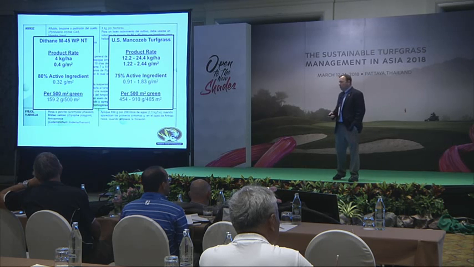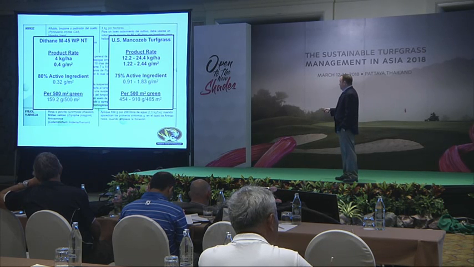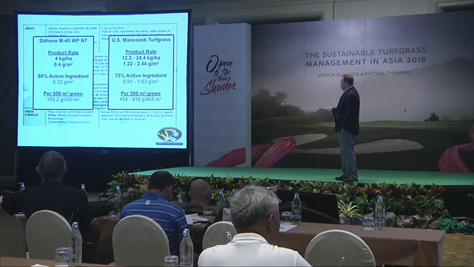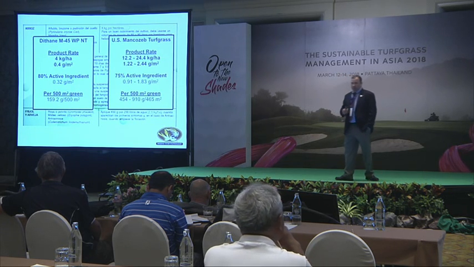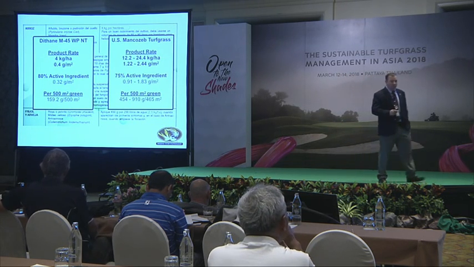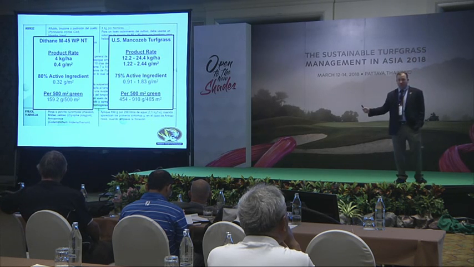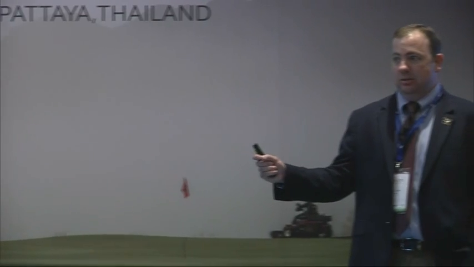So I want to point out what the differences are here. You can see the product rate is much lower. There's actually more active ingredient there, but the product rate is 0.4 grams per meter squared as opposed to 1.22 grams per meter squared. Look at the amount of active ingredient that you're putting down per that 500 meter squared green as compared to what we use on turf grass in the United States on our turf grass label. That is a large difference.